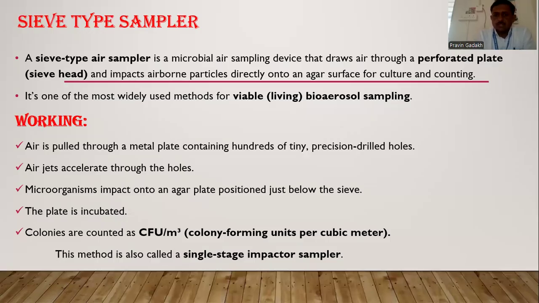After that, we have to incubate the agar plate for the observation of viable visible growth of microorganisms. Colonies are counted as CFU, that is colony forming units, per meter cubed, on the basis of the diameter of that particular plate. This method is also called single stage impactor sampling. Only one sieve sampler is placed on the surface of that metal container, so that container is also called a single stage impactor sampler.